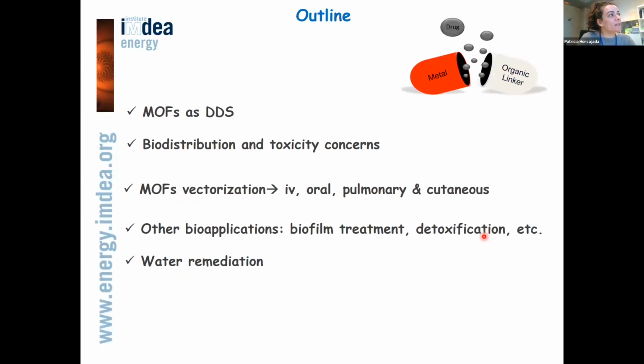I will start the outline of my talk with a brief introduction of metal organic framework as drug delivery system, followed by some biodistribution and toxicity concerns, and then to highlight the importance of vectorization to control the biodistribution. For drug vectorization, I will present some results of MOFs administered by different routes: intravenous, oral, pulmonary, and cutaneous. Then finally, I will give you some examples of other biomedical and environmental applications of these interesting materials.